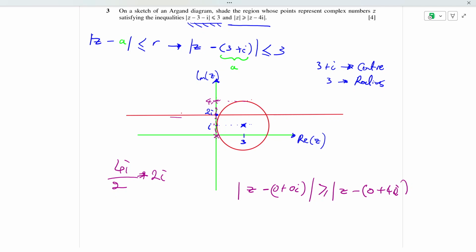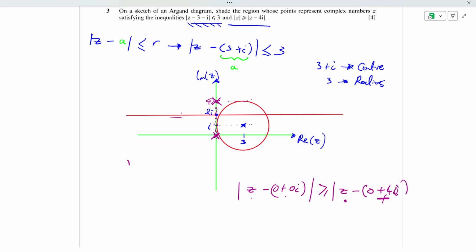Okay. So what this is essentially saying is that for any point z that you locate, the distance from 0 to z has to be greater than the distance from z to the point 0 plus 4I. Okay, so whatever point that you pick, for example, let me show you an example. So these are the 2 points of reference, right? 0, 0 and 0, 4I. Those are the 2 points of reference.